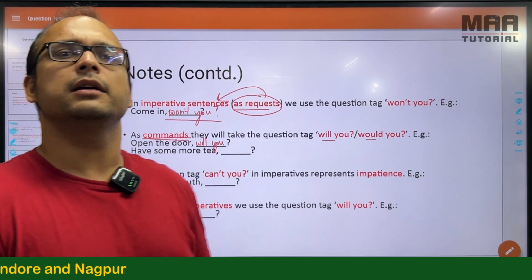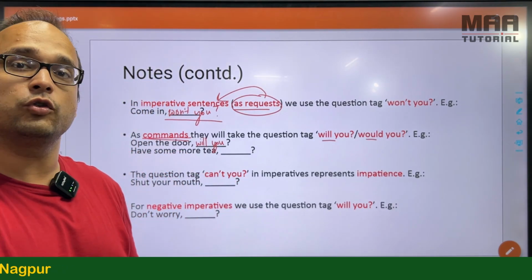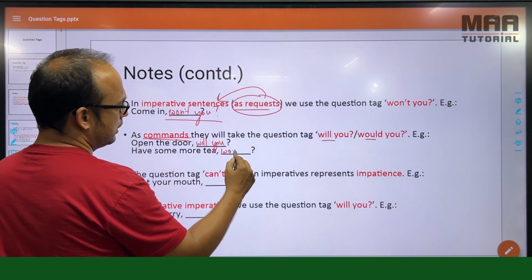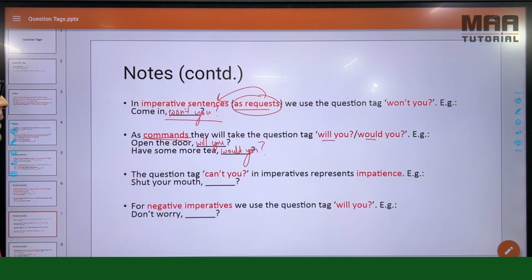It's a demand. It's a command now. I'm not requesting. I'm not asking you if you want to do it. No, I'm telling you to do it. It's a command now. Have some more tea, would you? Again a command. I'm commanding you to have more tea. It is not a request.